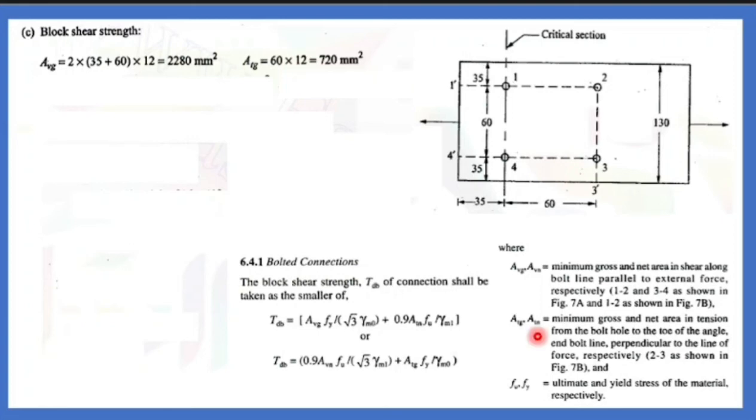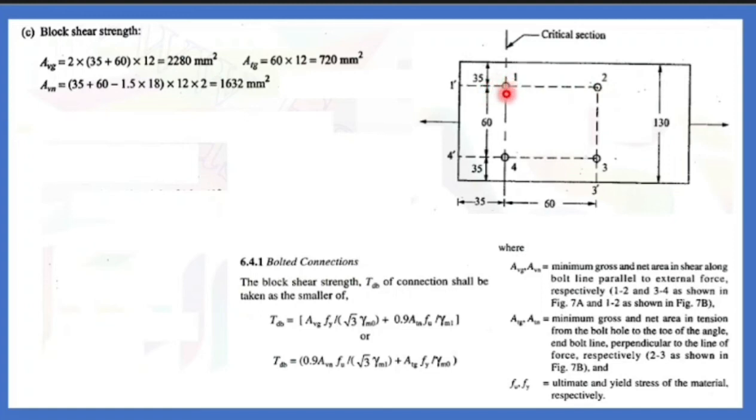What is Avn and Atn? They are net areas. This is the gross area. What is net area in the sense? You have to subtract the diameter of the hole. You have two holes in this line, hence you will be subtracting. 35 plus 60 is the total distance. How many holes are here? 1.5 holes. How is it 1.5 holes?